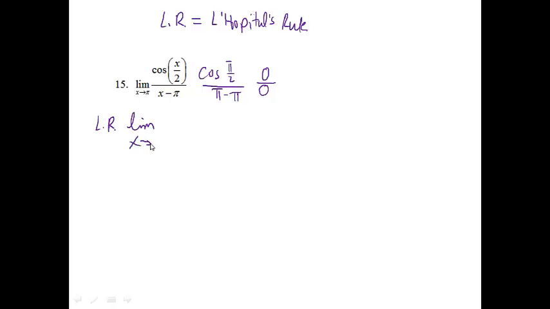So we'll find the limit as x approaches pi of the derivative of this. The derivative of cosine is negative sine of x over 2, but this will be negative 1/2 sine of x over 2. And then the derivative of x is 1, the derivative of pi is 0. So now when I go to plug in pi, I'll get negative 1/2 sine of pi over 2, over 1 of course. The sine of pi over 2 is 1, so negative 1/2 times 1 is negative 1/2.